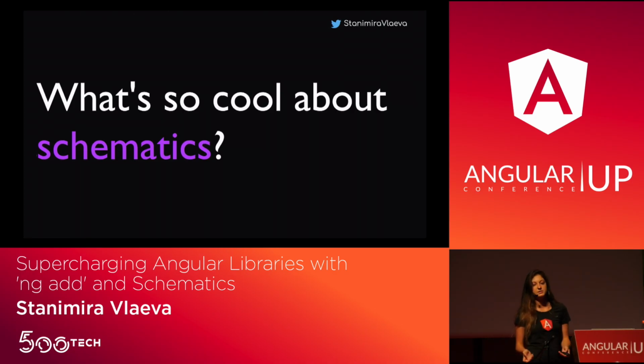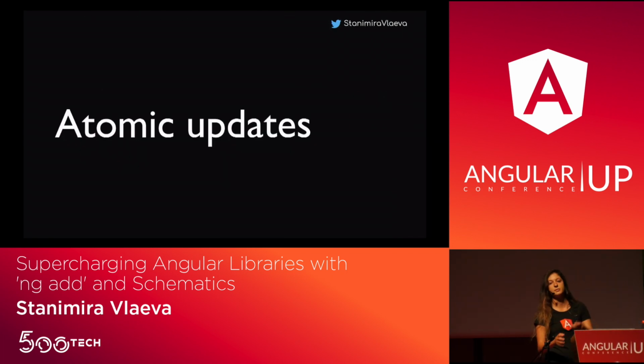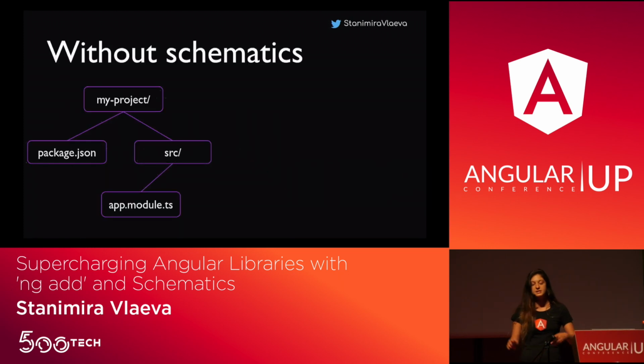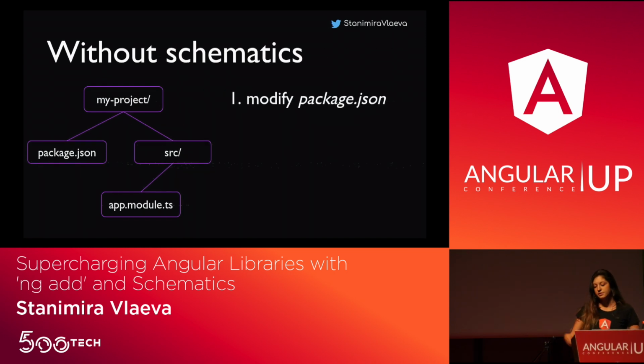What are the cool things about schematics and why I like using it and recommend you to use it as well? The first thing is atomic updates. Let's see an example without schematics. If you wanted to do some modification to this project without using schematics, but using, for example, some bash script. First, let's say that you want to modify the package.json. You want to add a new dependency. And this is exactly what happens.